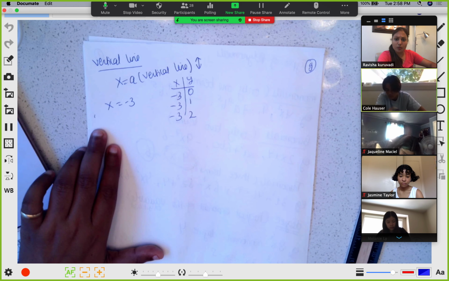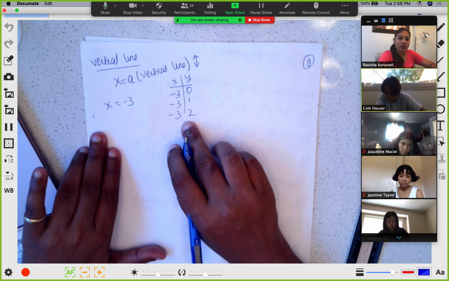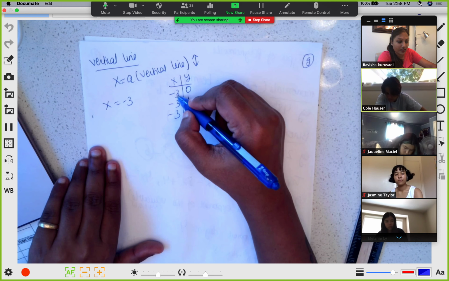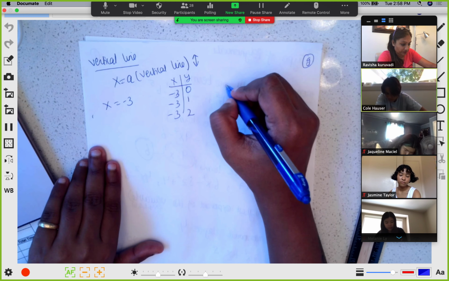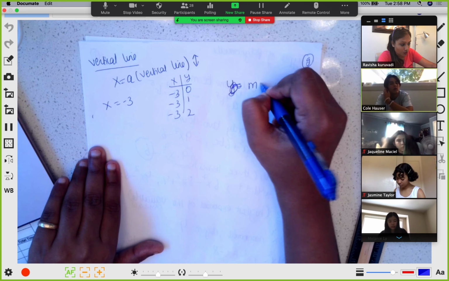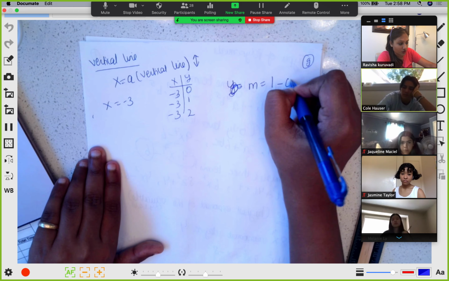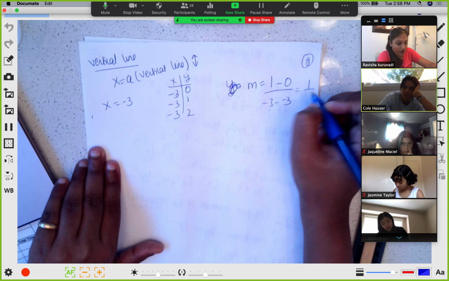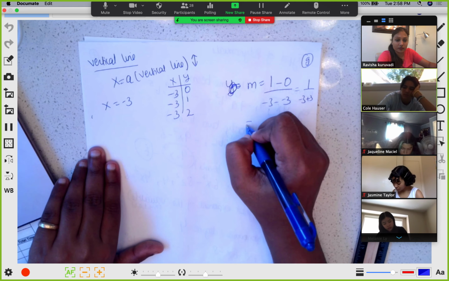What about the slope of this thing? Let's figure out what will be the slope. I take these 2 points. I say this one is x1, y1, this one is x2, y2. Let's see what do I get. Sorry, I get slope as y2 minus y1 over x2 minus x1. I get 1 over negative 3 minus negative 3, positive 3. I get 1 over 0.